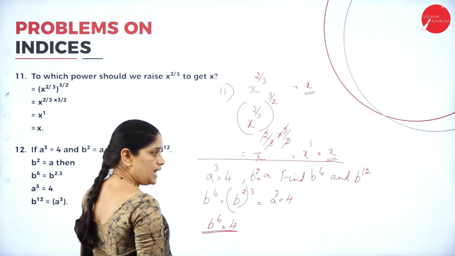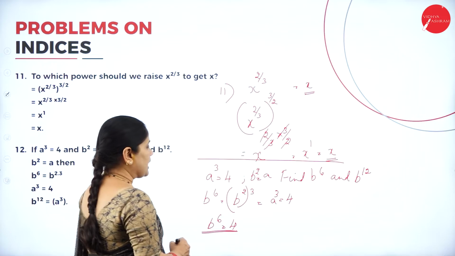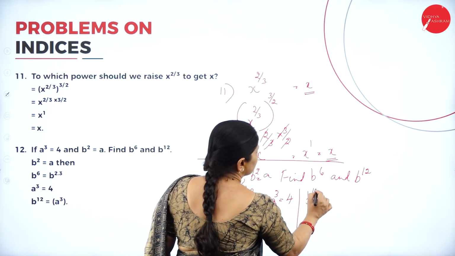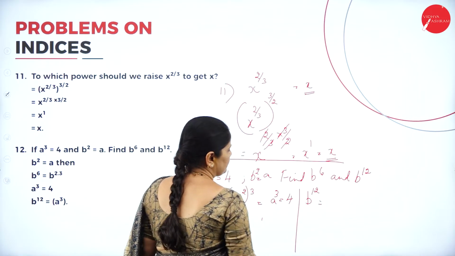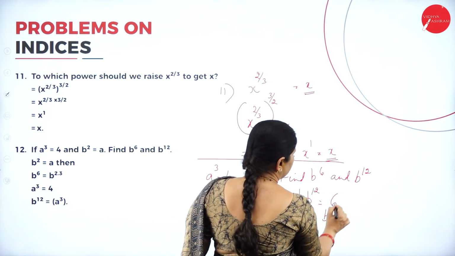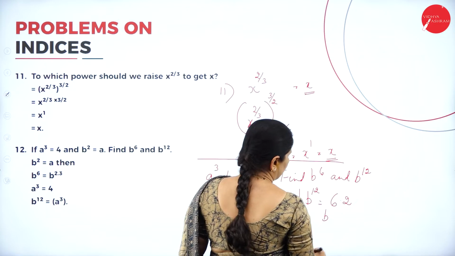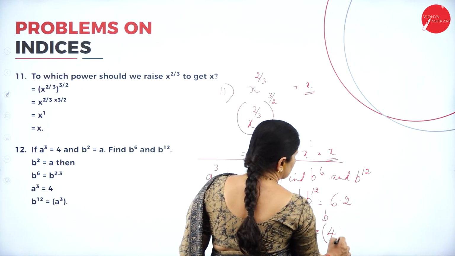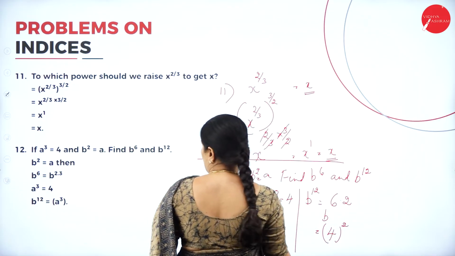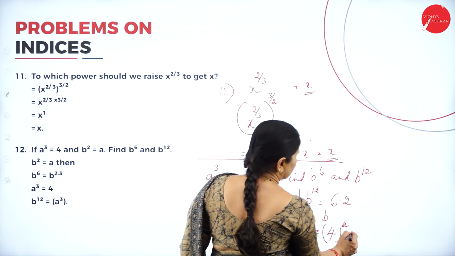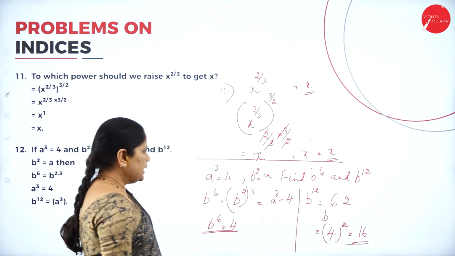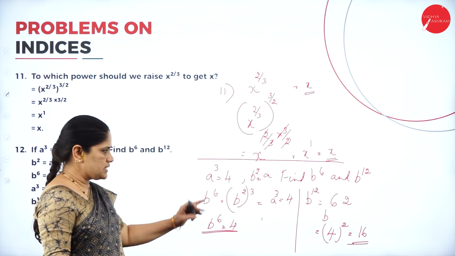So, this is the answer. Now, they have asked us what is the value of b to the power 12. So, b to the power of 12 will be b to the power of 6 into 2. What is the value of b to the power of 6? That is 4. So, 4 into whole square. So, this will be equal to 4 4s are 16 is the answer. So, in this way, we have to simplify.